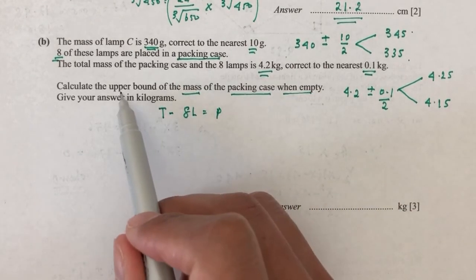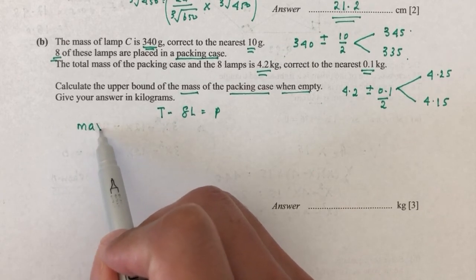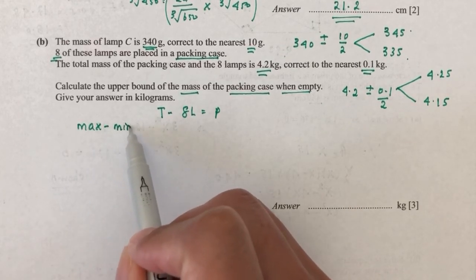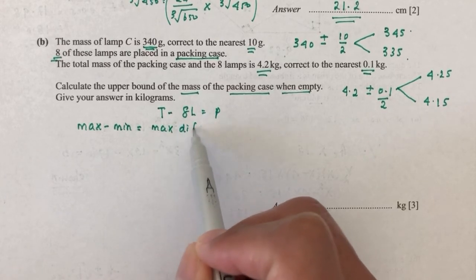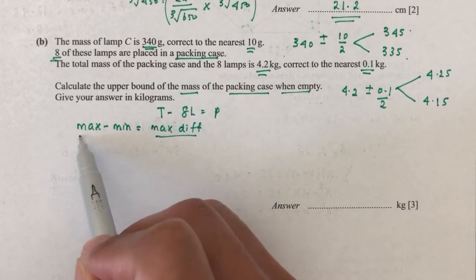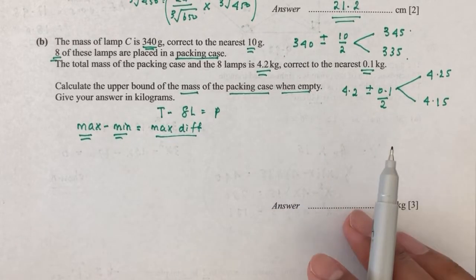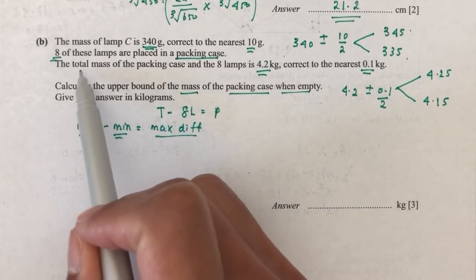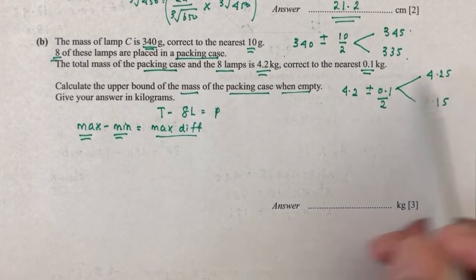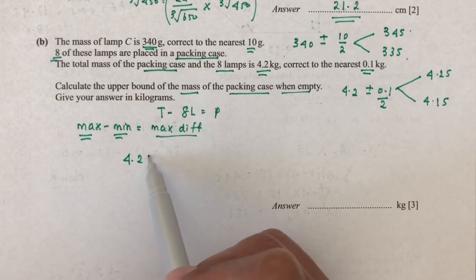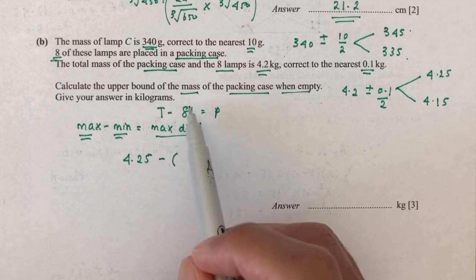So if you want to find the upper bound of a difference, you have to take the max value minus the minimum value, so we can obtain the max difference, if that makes sense, right? So let's find out what is the upper bound of the total mass. So total mass here is the case and the lamp is 4.2, so upper bound is 4.25 kg minus the minimum of the 8 lamps.